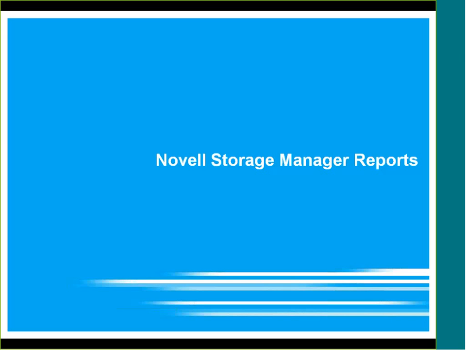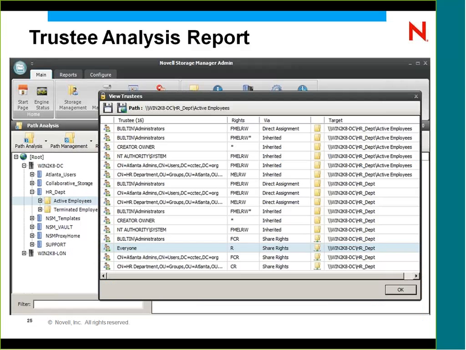Reporting, there are several reports that you can run, the first of which is a trustee analysis report. With this report, you can select any folder or a file, and when we run that report, you will get anyone and everyone who has rights, regardless of how they obtained those rights. This is being run against an Active Directory environment, so I can see everyone who has rights to the active employees folder under HR.